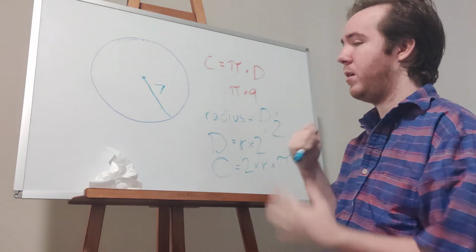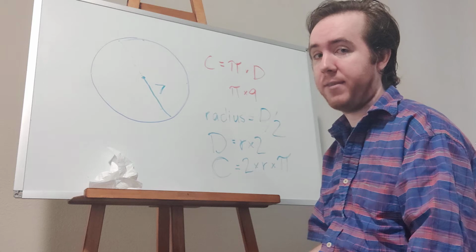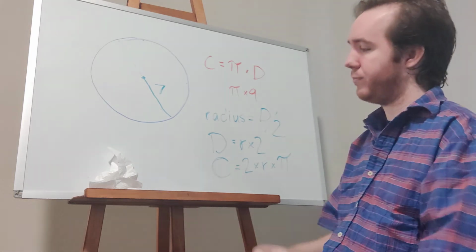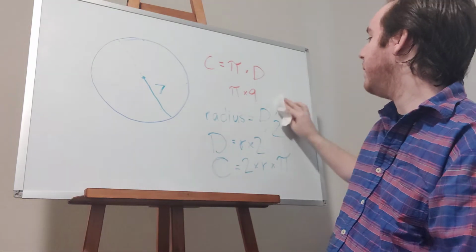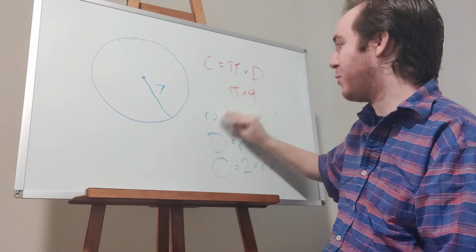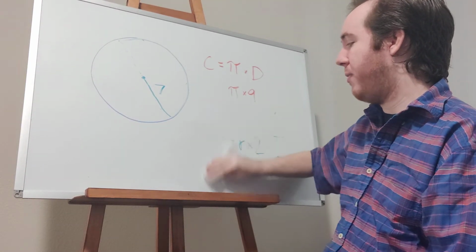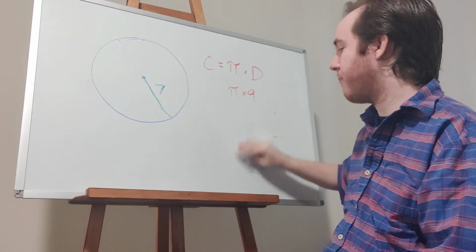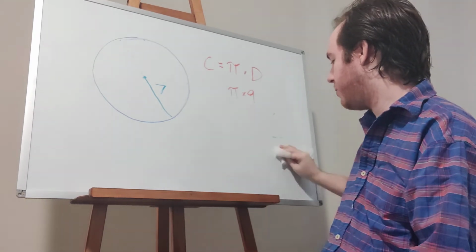Lastly, I'm going to talk about a final kind of question you may see. Sometimes they will not give you the radius or the diameter. They will only give you the circumference. They will want the other 2 values.